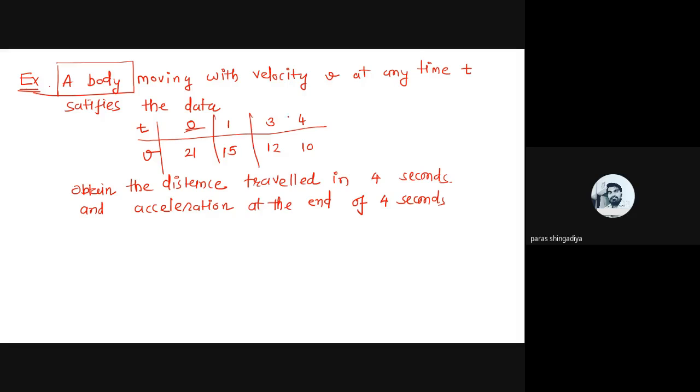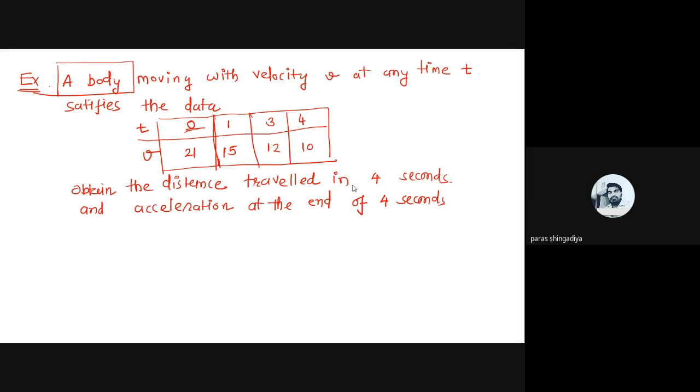Okay, and now by using the Lagrange interpolation, which is not mentioned here, you have to apply the Lagrange interpolation technique. You have to obtain the distance traveled in 4 seconds, meaning after 4 seconds, how much distance the particle, the body, any car or any bike will cover. That will be derived by using the Lagrange interpolation, and after that we will check the acceleration.